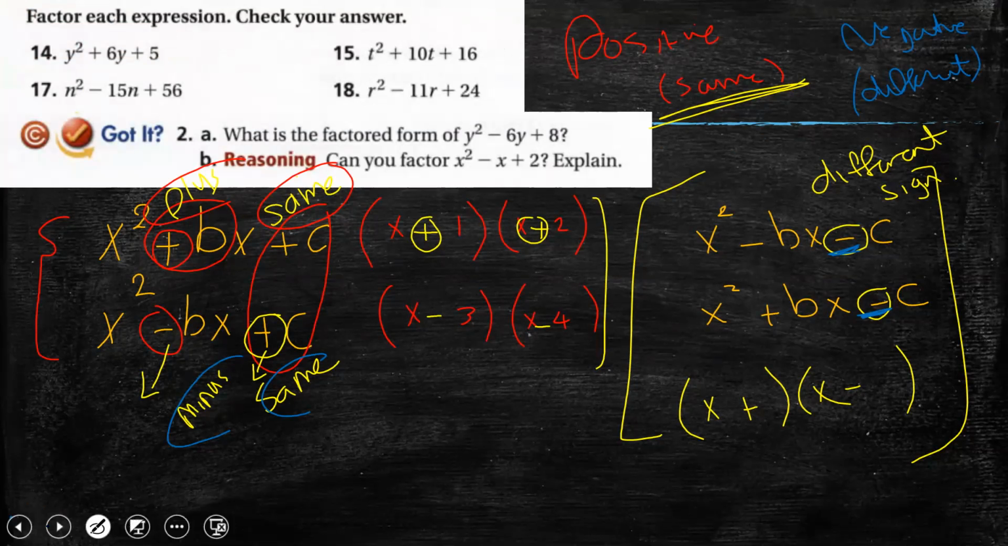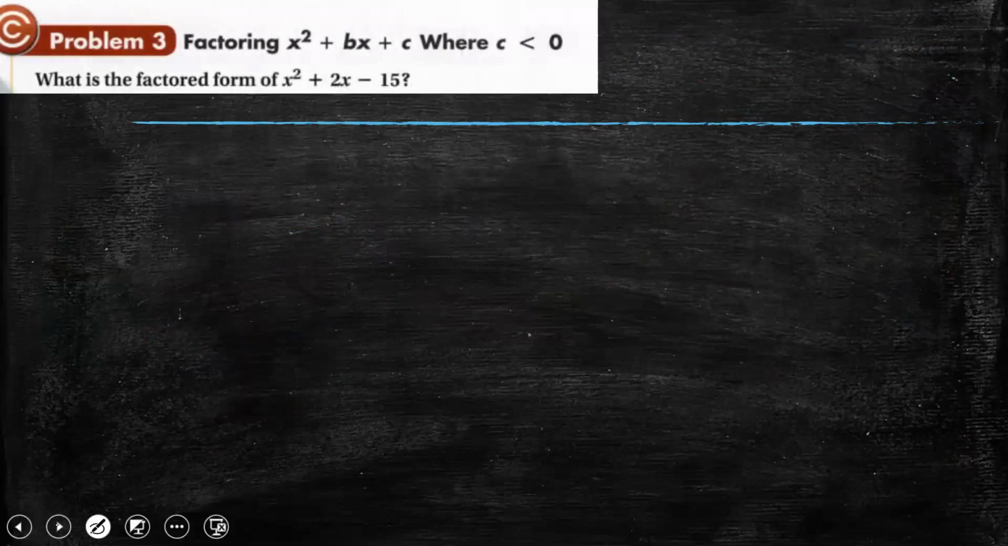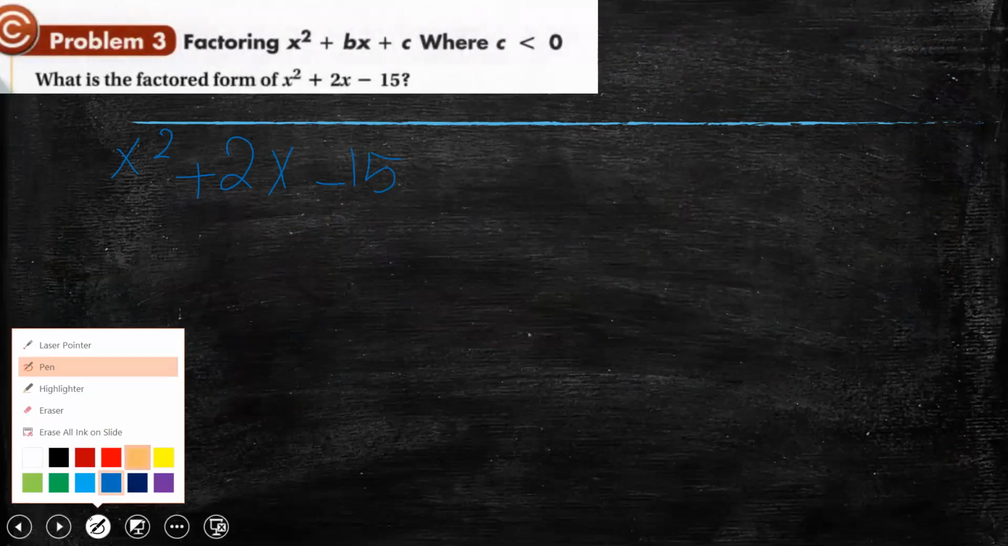Yeah, let's talk now about the third case. In this case here now, look at the sign of C. We have x squared plus 2x minus 15. In this one here, what is the sign of C?